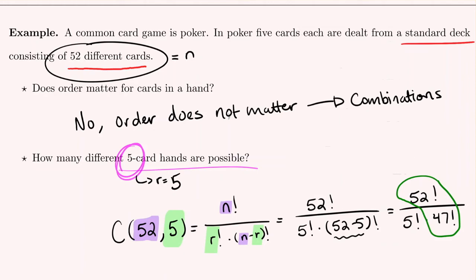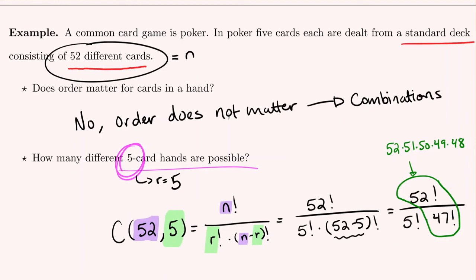I definitely do not want to write all of that out because I'm going to end up canceling most of it, because right below is 47 factorial, which means 47 times 46 times 45 all the way down to 2 times 1. The only thing that won't cancel between these two is the starting terms of 52, 51, 50, 49, 48 from the top, because once we get to 47, it will cancel perfectly with what's below.